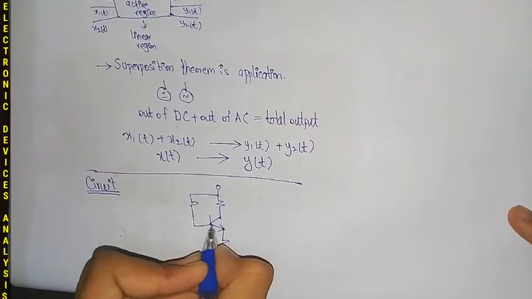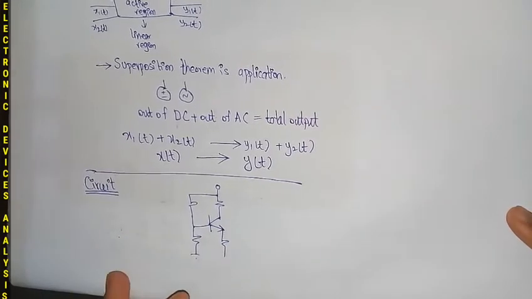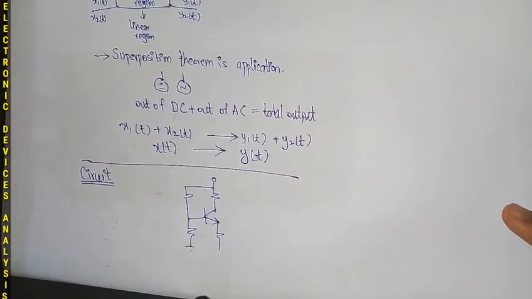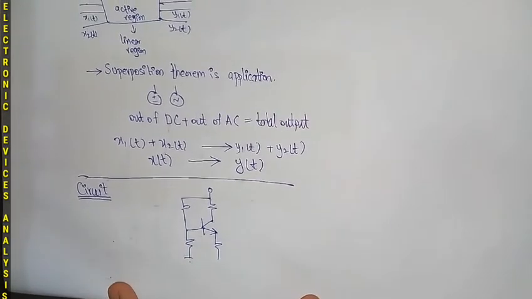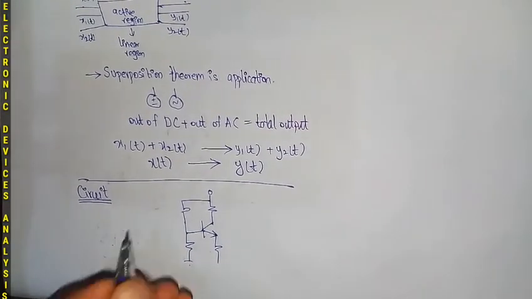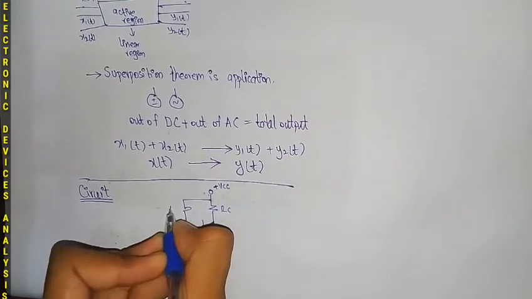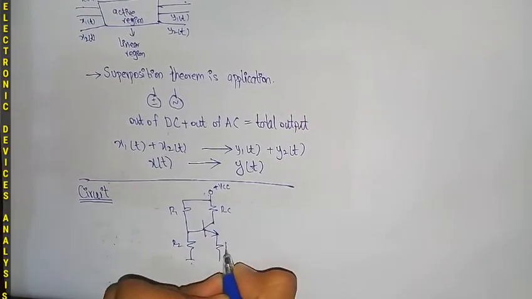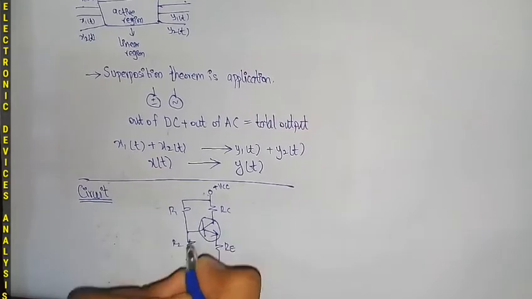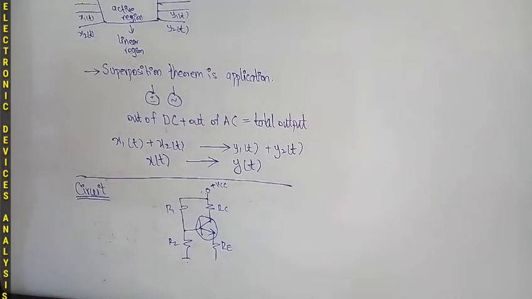Why do I take the voltage divider bias circuit? Because in voltage divider biasing, the Q point is much more stable as compared to emitter biasing and fixed biasing. This is plus VCC, RC, R1, R2 and RE. This will be the circuit of voltage divider biasing.